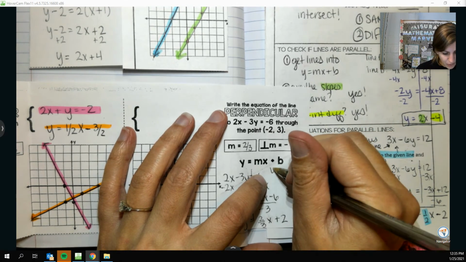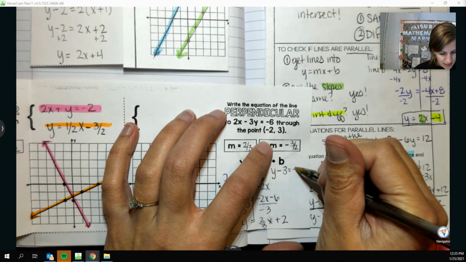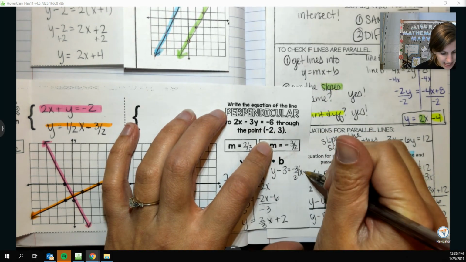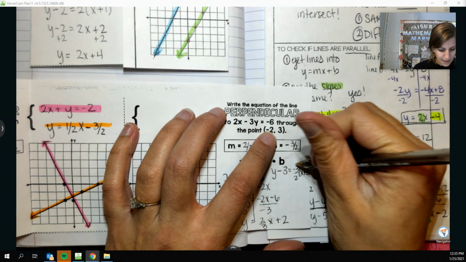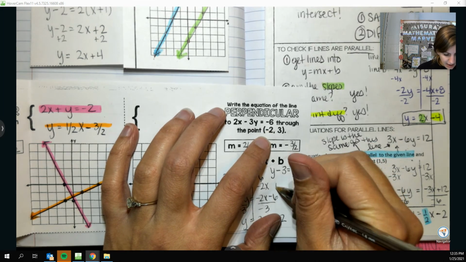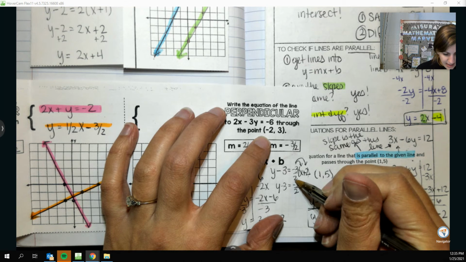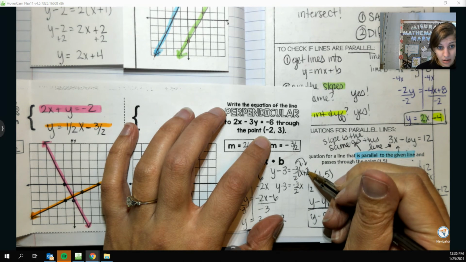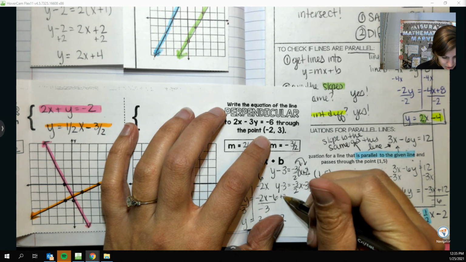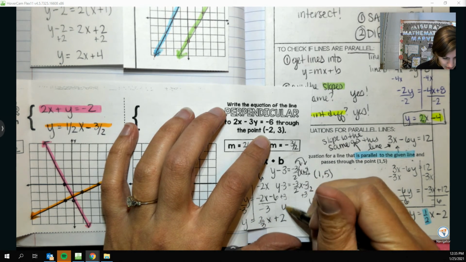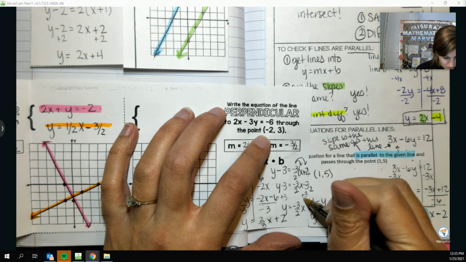So I could put it in point slope form. Y minus y, which is 3, equals negative 3 over 2, parenthesis x minus x, which is negative 2, so plus. When I distribute, I'll get y minus 3 equals negative 3 over 2x. And then here when I multiply, the 2's will divide out, and you'll just be left with minus 3. And then add the 3 over, and you get y equals negative 3 over 2x plus 0.